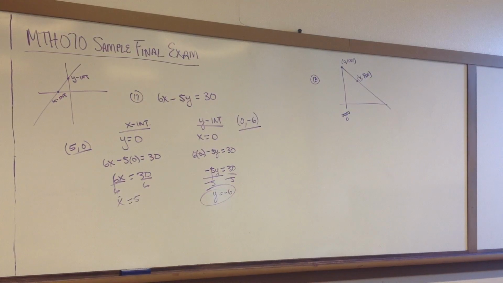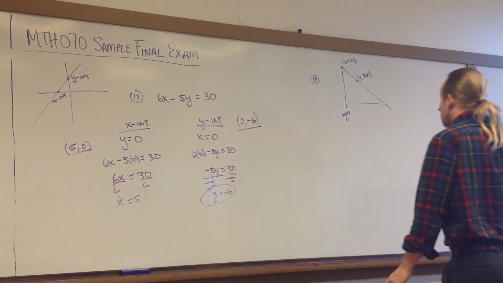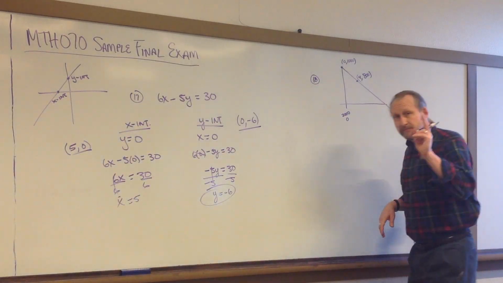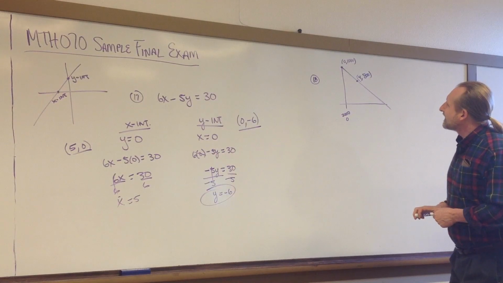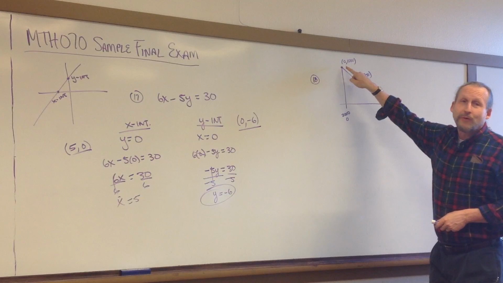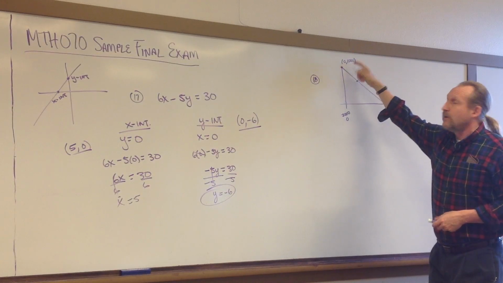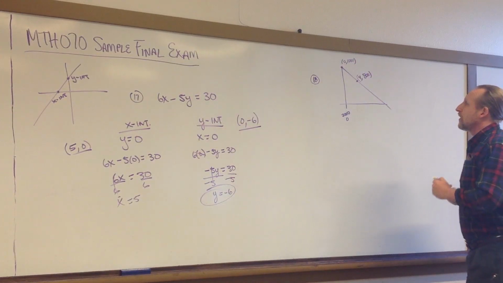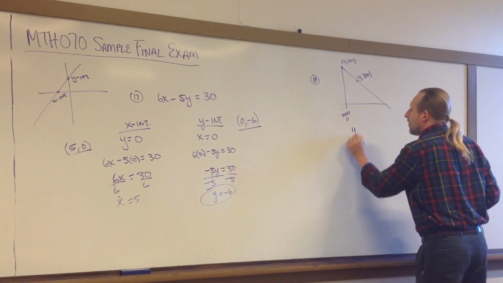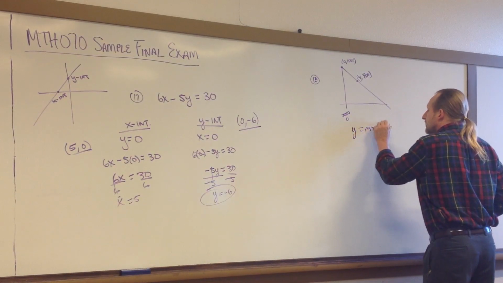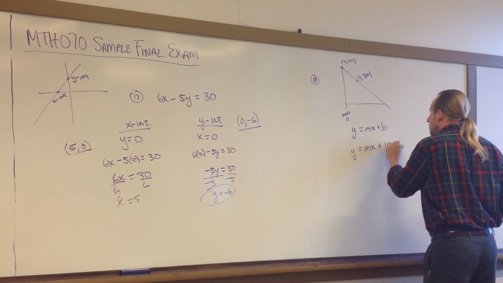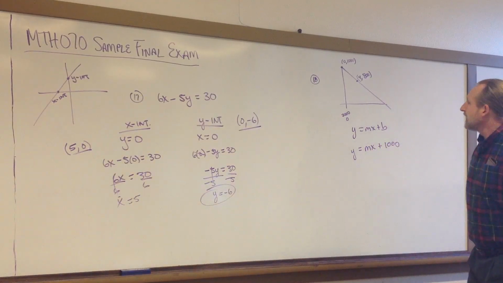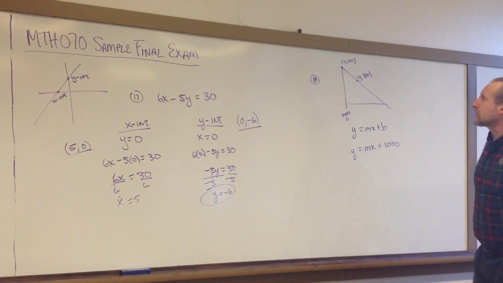Now we want to write the equation of this line in slope-intercept form. Well, if you're astute or looking at this carefully, here's your y-intercept right here, (0, 1,000), right? So we know that this is going to be y equals mx plus b. The problem is showing us that b is 1,000, okay? All we need to do now is calculate the slope.